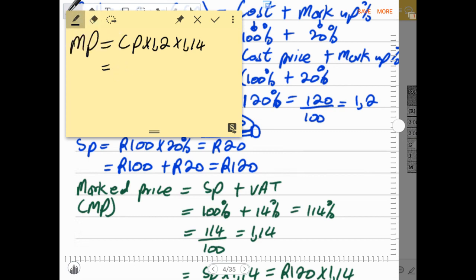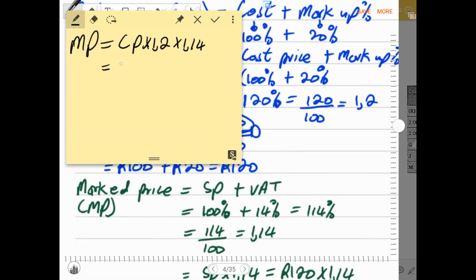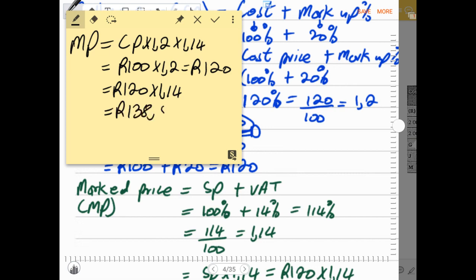Markup price is equal to cost price times by 1.2, which is the markup percentage, times that by VAT. Remember, cost price was 100 rand, and we said the cost price times that by 1.2, and it gave us an amount of 120. Therefore now we take the 120, which is the selling price, we times that by 1.14, and this will give us the final marked price as 136 rand 80 cents. So now from that 136 rand 80 cents, we know that it was cost price times by 1.2 times by 1.14, and that will give us the final marked price of 136.80.